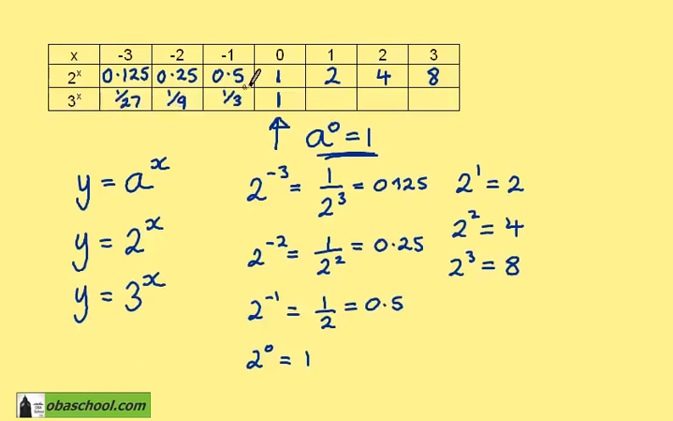Continuing, 3 to the power 1 is 3, 3 to the power 2 is 9, and 3 cubed is 27. Note each time x increases by 1, we go up by a factor of 3 in the 3 to the x values.